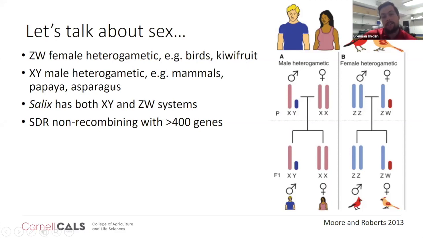And then this is in contrast to the XY system, where the males are the heterogametic sex that are XY and the females are XX. So this is the system that's present in mammals, including humans, and some crops such as papaya and asparagus. But what's really interesting about Salix as well as poplar is that both these genera have both XY and ZW systems in the same genus. And then in Salix purpurea in particular, the SDR, the sex determination region, is on a portion of chromosome 15 that contains about 400 genes.